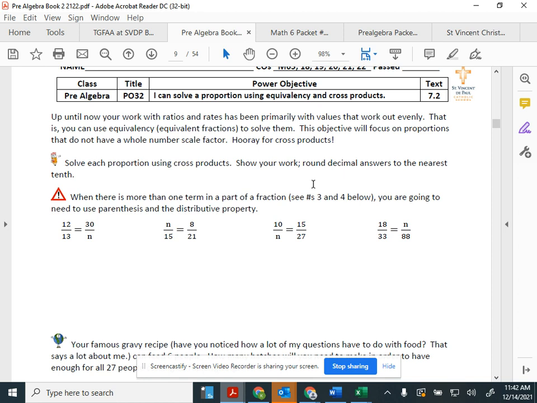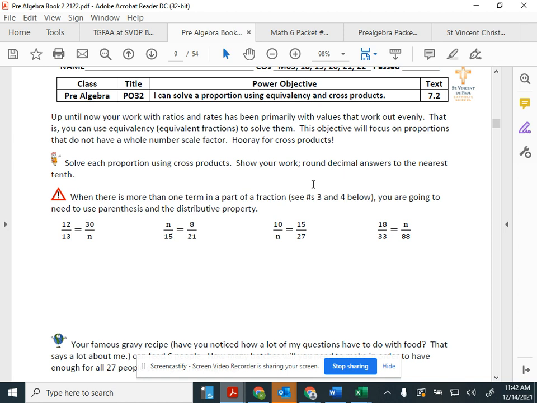So up until now, your work with ratios and rates has been primarily with values that work out evenly. That is, you can use equivalency, equivalent fractions, to solve them. So we talked about that yesterday, multiplying your numerator and denominator by the same number, dividing by the same number. This objective will focus on proportions that do not have a whole number scale factor.